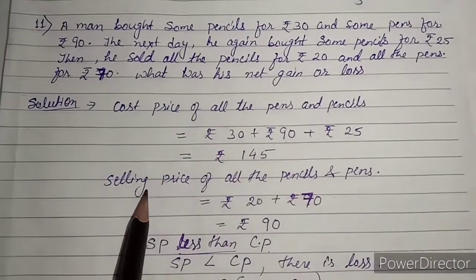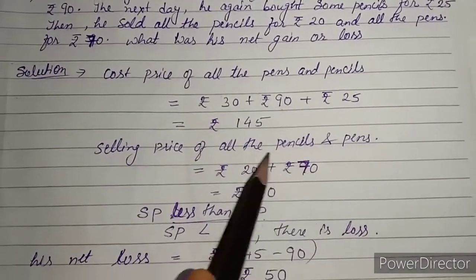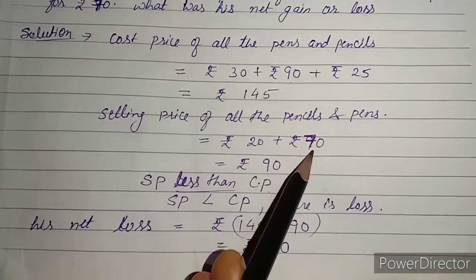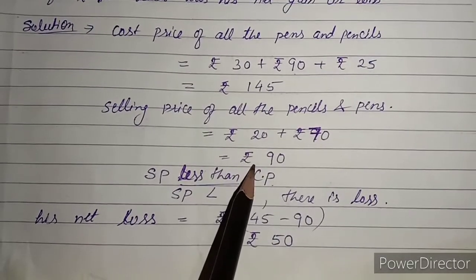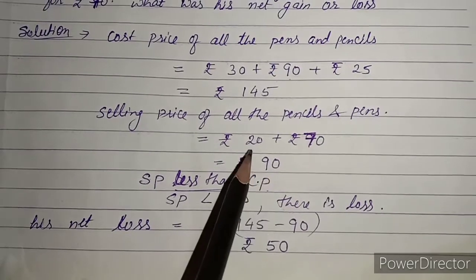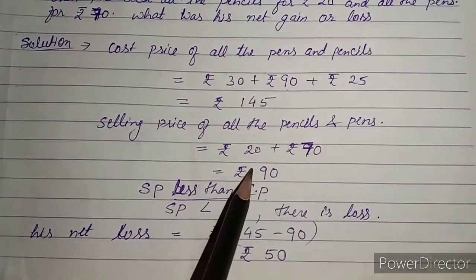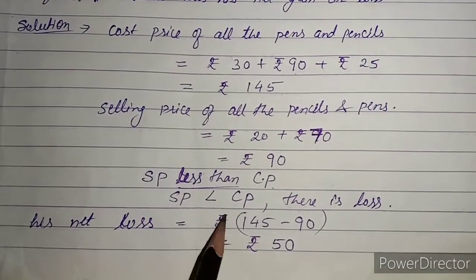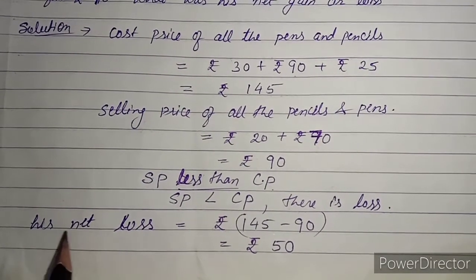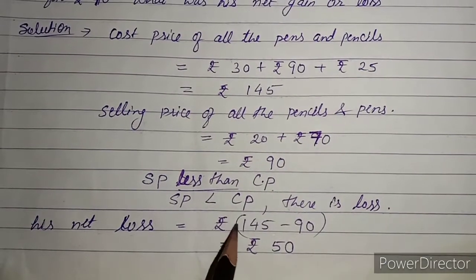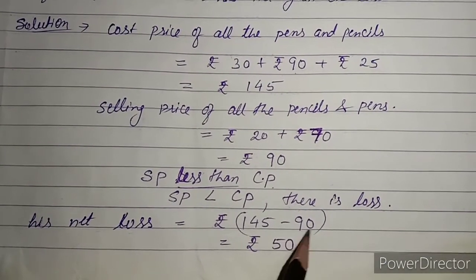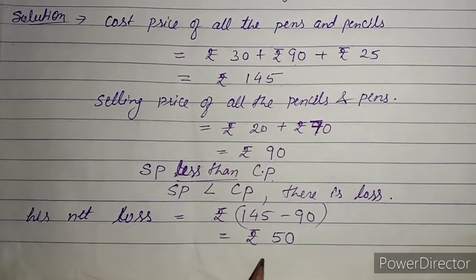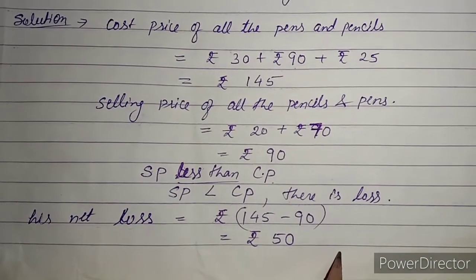But the selling price of all the pens and pencils is rupees 20 plus rupees 70. That means the selling price is rupees 90. So the selling price is less than the cost price. That means there is a loss. So his net loss is equal to rupees 145 minus 90. So the answer is rupees 50. So his net loss is rupees 50.